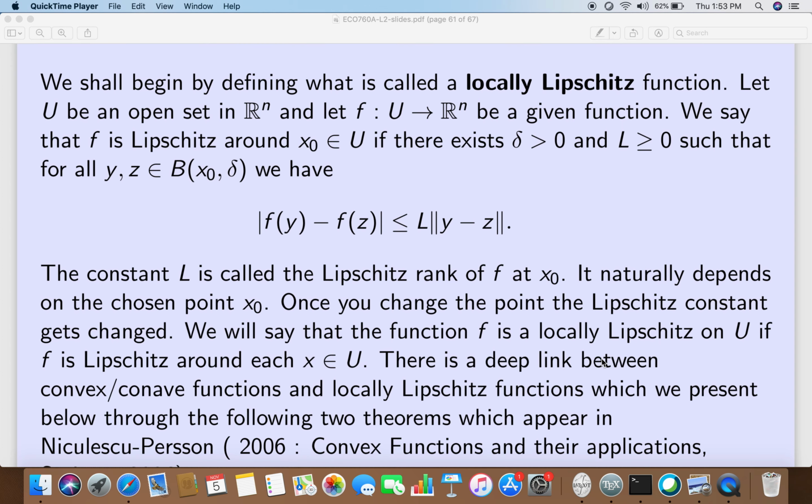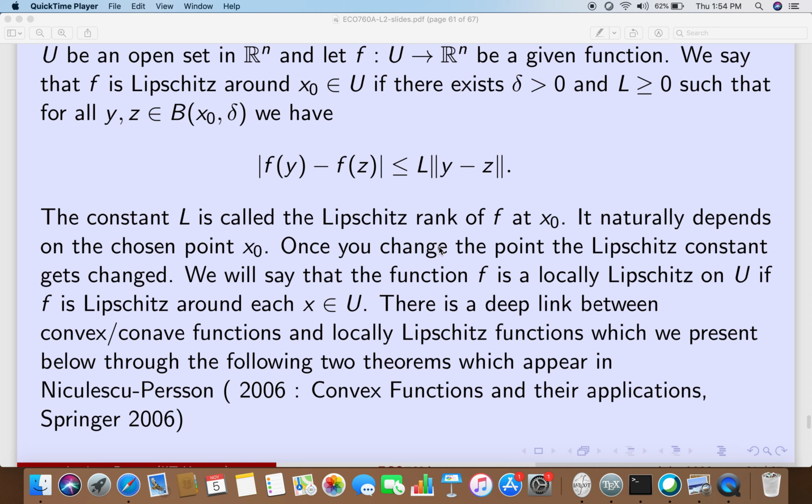So if this definition is satisfied at x naught, we sometimes say f is locally Lipschitz around x naught. It means if you take any other point within this neighborhood, you can again show that the same L will work, by taking a small neighborhood which is contained within this ball. Then at each and every point you can show that the function f is Lipschitz with the Lipschitz constant L. So within this ball, the function is actually Lipschitz with the Lipschitz constant L.